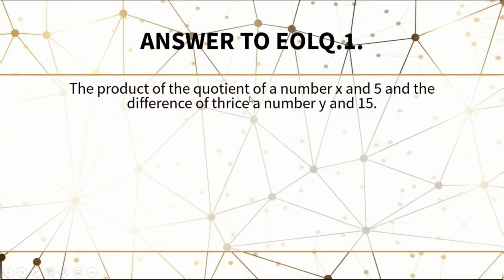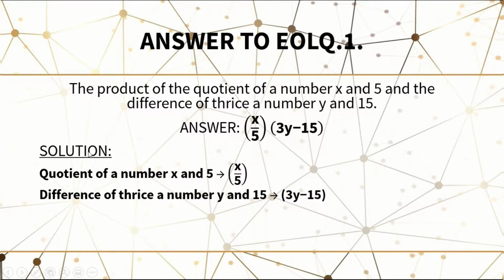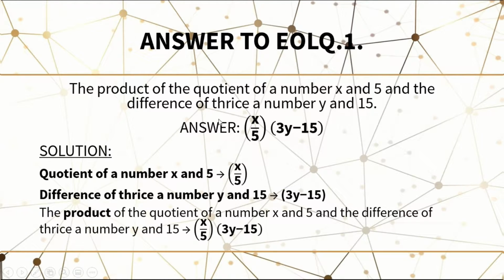Para mas maging madali, kuhanin muna natin yung translation ng quotient of a number x and 5 and the difference of thrice a number y and 15. Kaya ito yung kakalabasan natin. So, the solution here is hihimay-himayin muna natin yung ating phrase. So, kaya siya naging x over 5 times 3y minus 15.